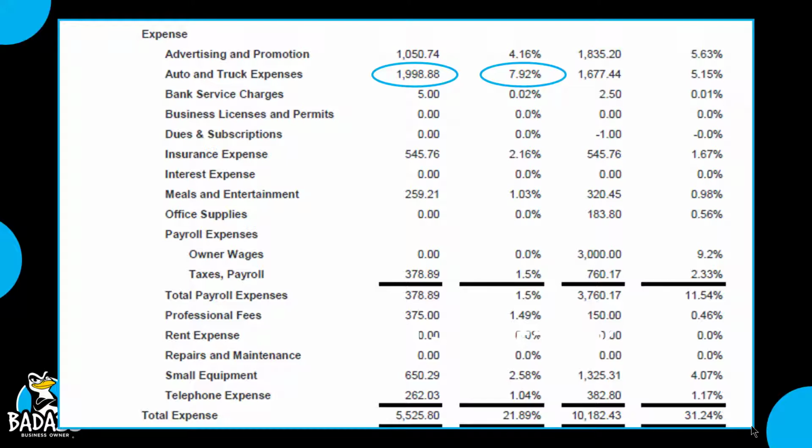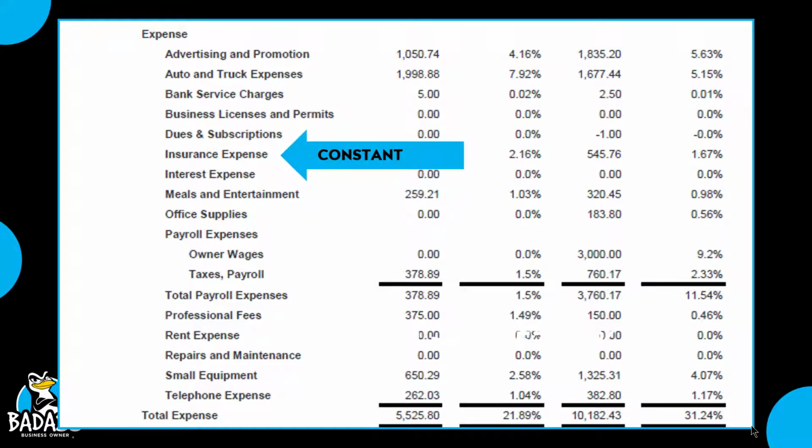Now, let's take a closer look at one of them. Here happens to be auto. You're going to see that we are looking at it by the monthly sales. So they spent almost $2,000 on auto in this particular month, which was about 7.92% of their sales. So that meant for every dollar they took in, almost 8 cents went out just to be able to do the auto and truck expenses for that month. I happen to know that they had some truck issues and they had to fix them.